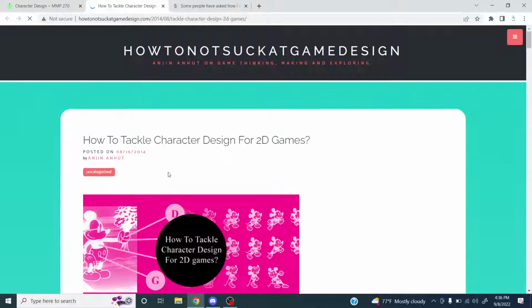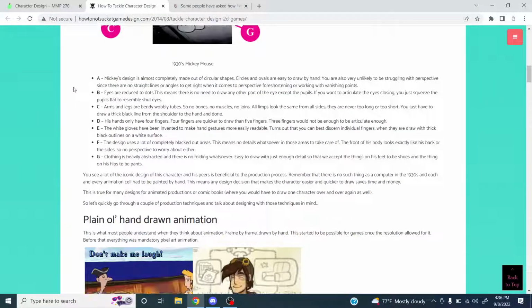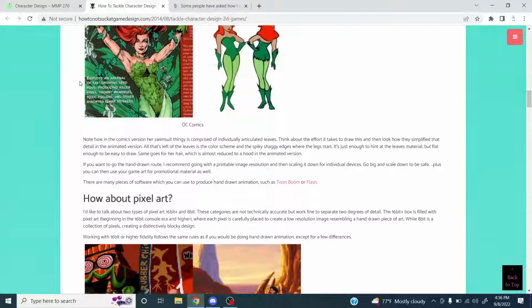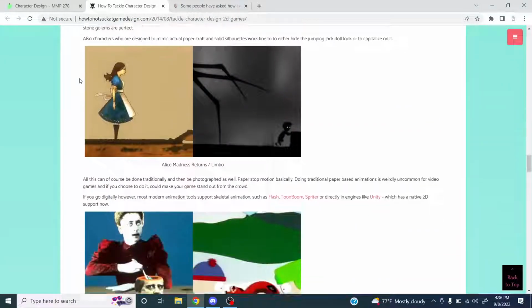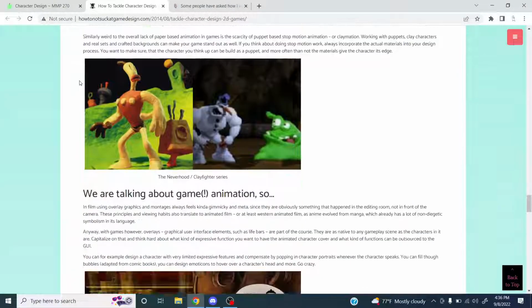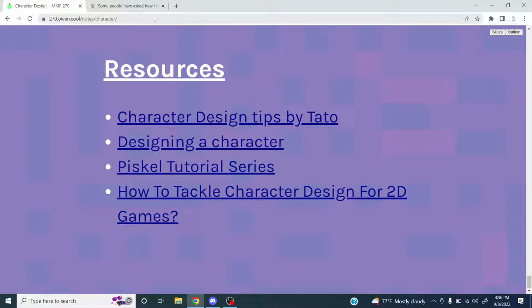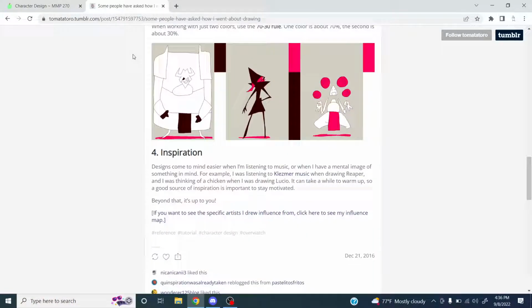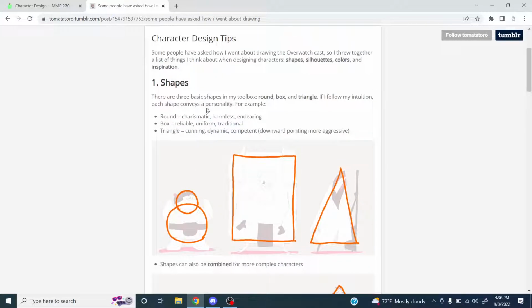And this is another game design article. It kind of goes over some different characters and talks about different methods and stuff like that. So not required reading, but things that I think would be useful to check out if you have time. But yeah, I'm going to use this example as a guide for creating my character.